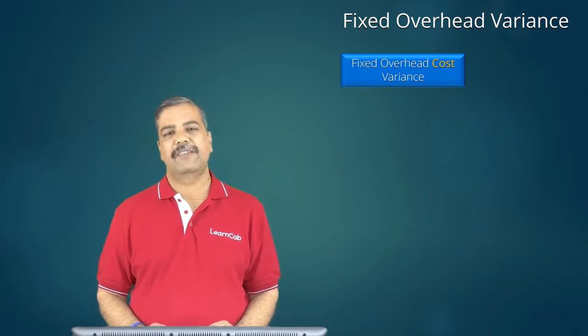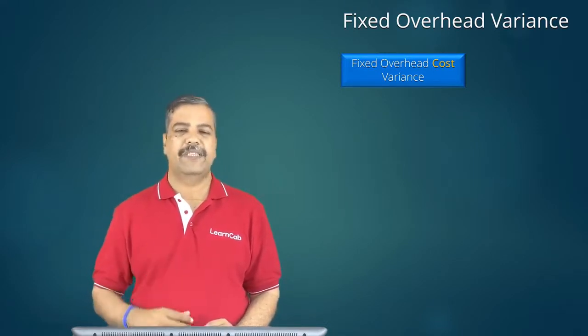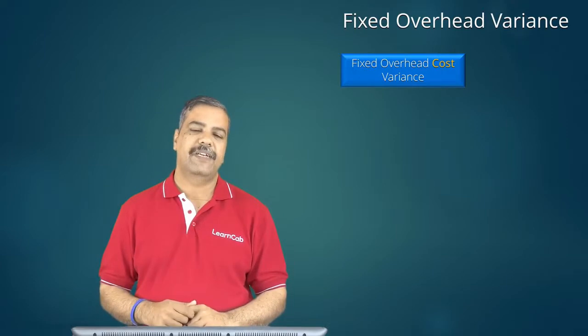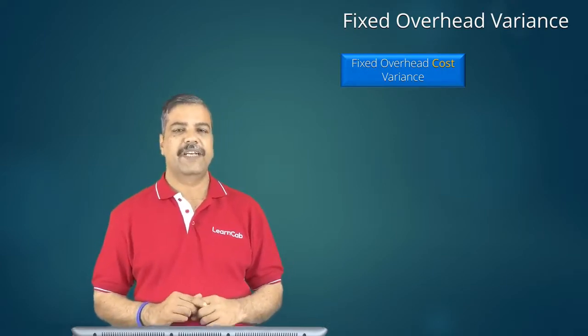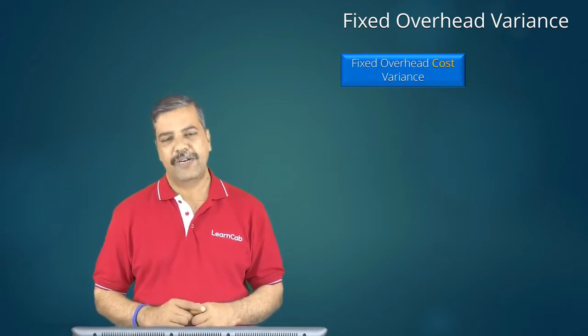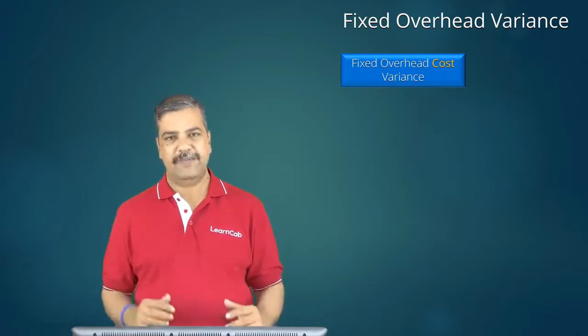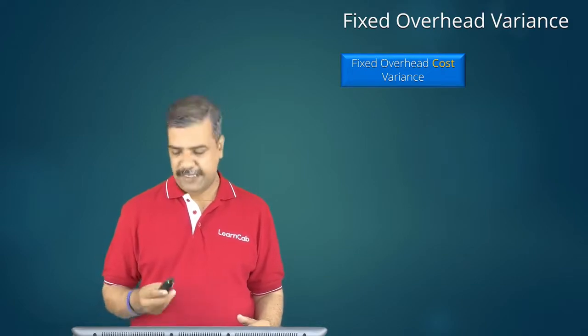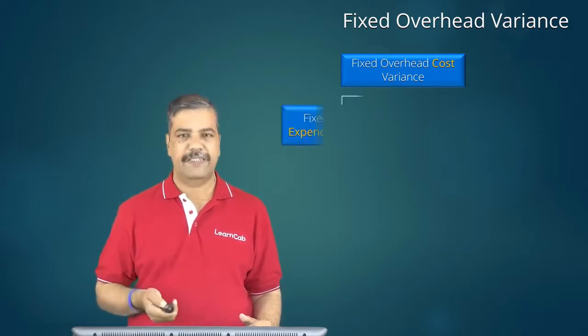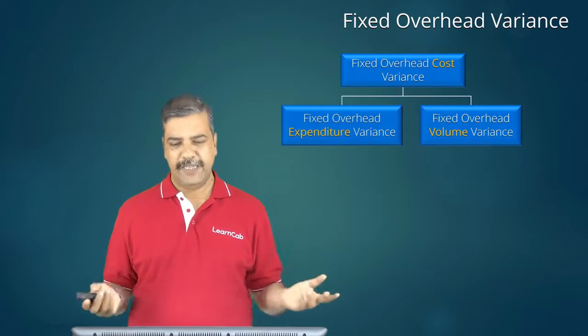That which varies directly with the number of units is variable overhead. That which remains fixed irrespective of the number of units you manufacture is called fixed. So the classification of overheads into fixed and variable is very important, and based on that you need to arrive at the variance analysis. It's almost the same thing here also.